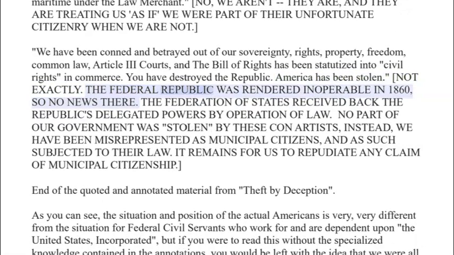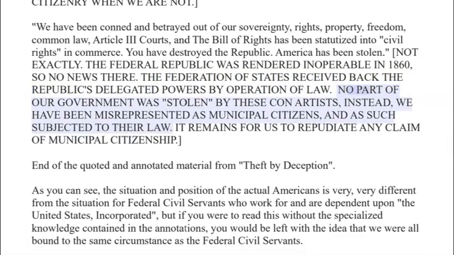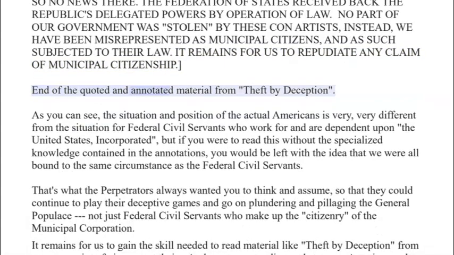The Federal Republic was rendered inoperable in 1860, so no news there. The Federation of States received back the Republic's delegated powers by operation of law. No part of our government was stolen by these con artists. Instead, we have been misrepresented as municipal citizens, and as such subjected to their law. It remains for us to repudiate any claim of municipal citizenship. End of the quoted and annotated material from Theft by Deception.